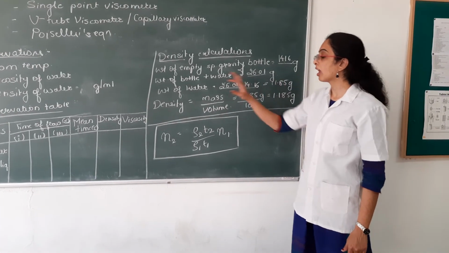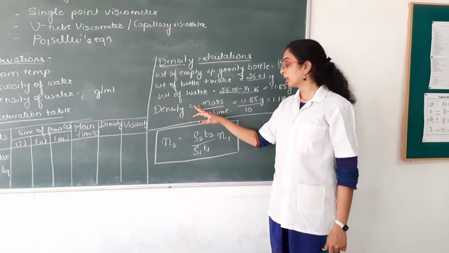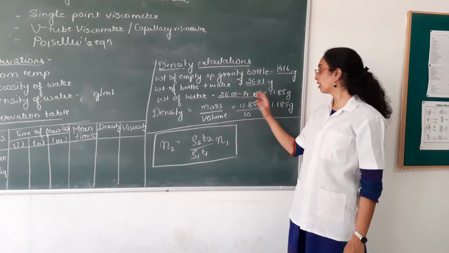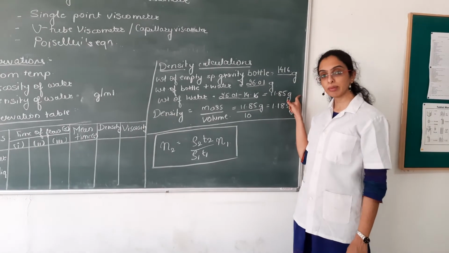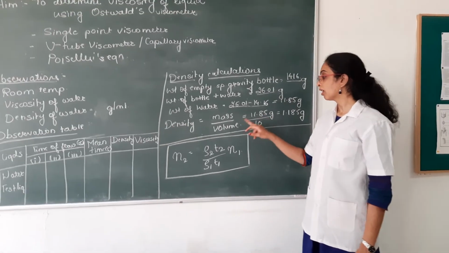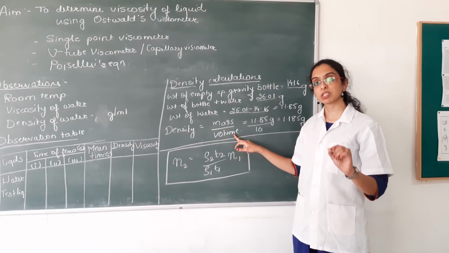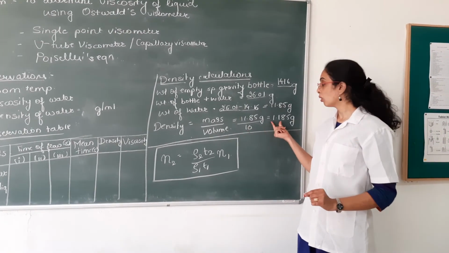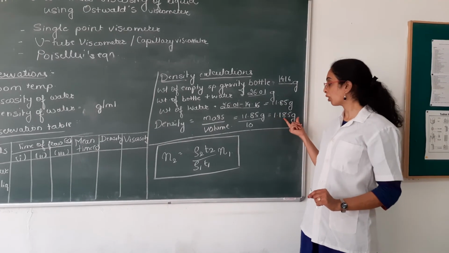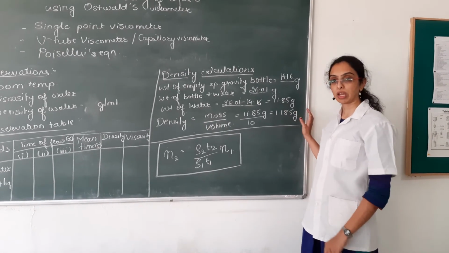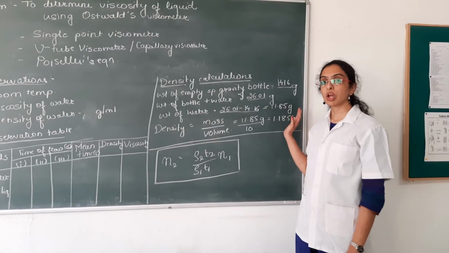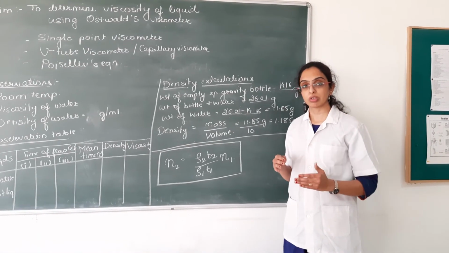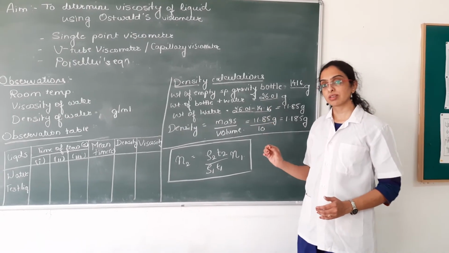Okay. Then how will you determine the density? That is equal to mass divided by volume. So mass is 11.85 gram divided by volume, that is the volume of the specific gravity bottle, which was 10 ml. So we have written 10. So eventually the density of water is 1.185 gram. So similarly you have to determine the density of the other two liquids also and note down the values.